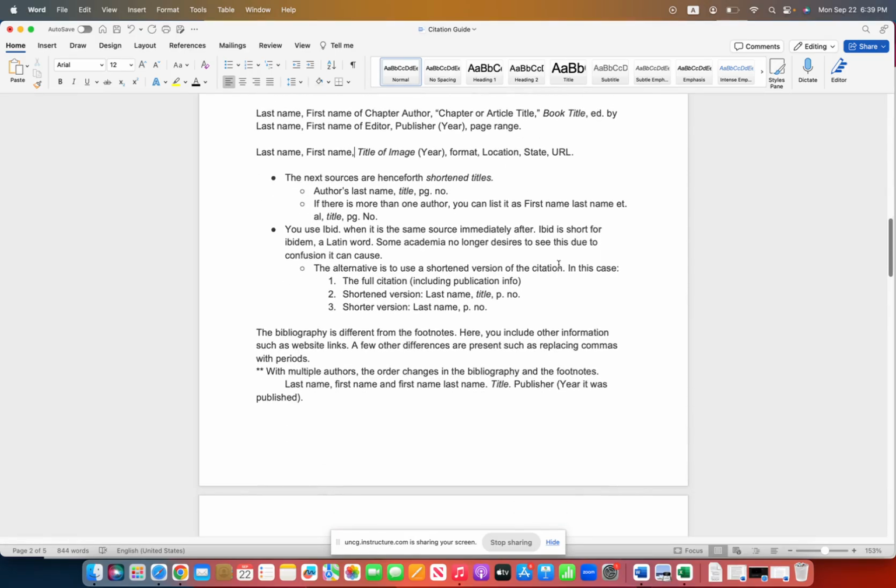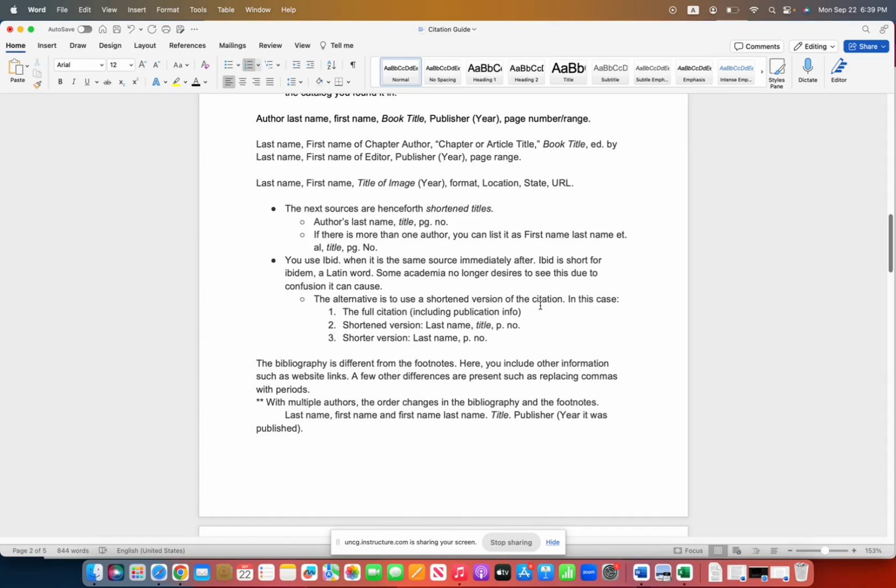Now, let's talk about what it means to have a shortened title. So, as I said, we start with our full citation, which means it has the whole publication info, the year, everything. Then we're going to go into a shortened version. It's going to be the last name of the author, the title, either in italics or in the quotation marks, and then your page number. Some versions will actually let you shorten it, where you just give the author and the page number. Some will also include the year in the middle.